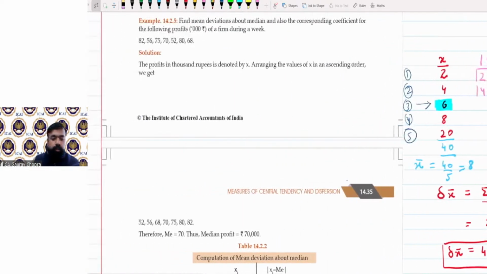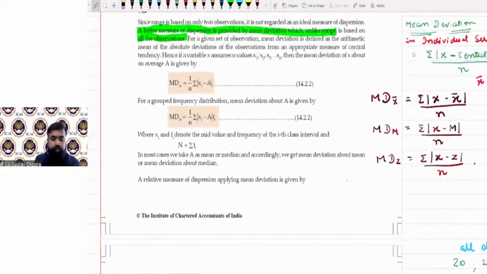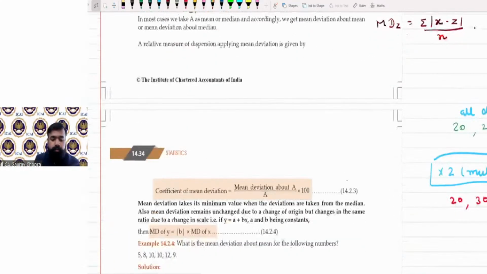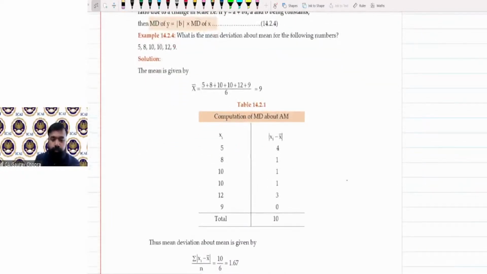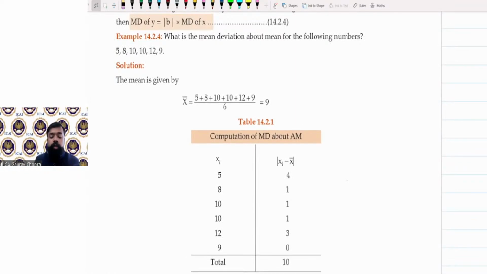Now let's see some questions from the examples. Yes, the fourth one. What is the mean deviation about mean for the following numbers? The numbers are given.